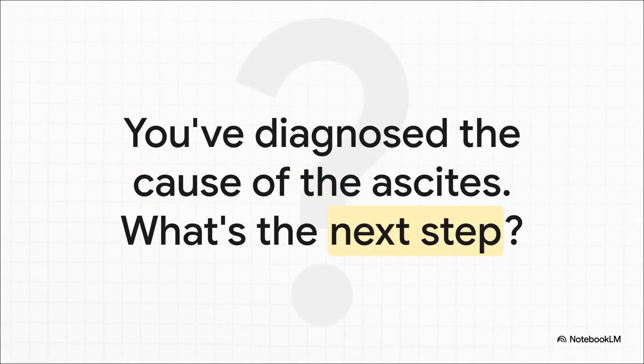So you've put all the pieces together. You know if it's the heart, the liver, or the kidneys. You've diagnosed the cause of the ascites. But honestly, that's just the beginning. The next, and maybe the most important question is, what are you going to do about it? How do you treat it? And that's the challenge that follows every single diagnosis.